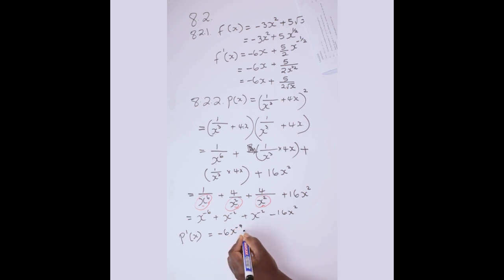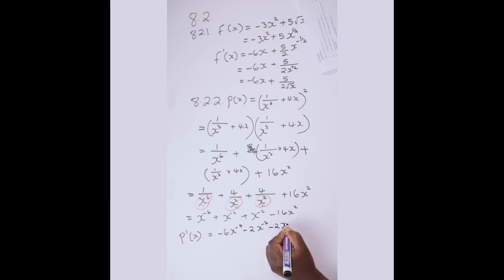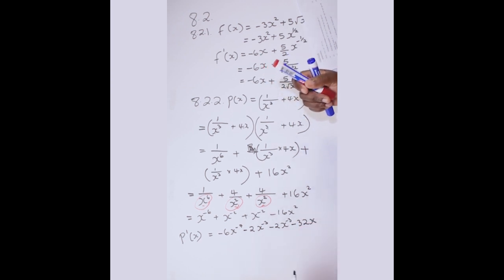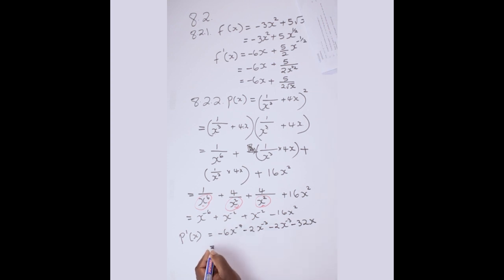And we have a minus 2x to the power minus 3, and a minus 2x to the power minus 3, and we have minus 32x. I guess that's what you should have written. Okay, if we look at it in a proper way again, we will have a negative 6.